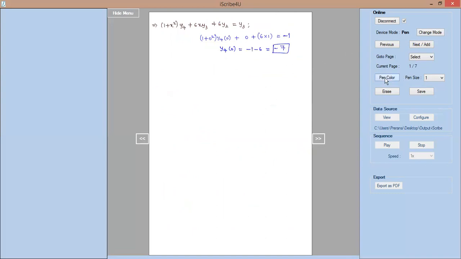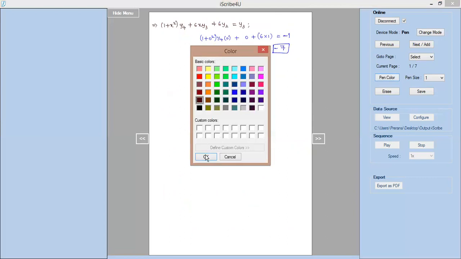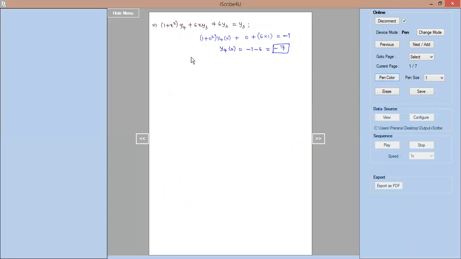Now, in order to find the last differentiation, that is y5 of x, this was the expression with respect to y4. So we have to differentiate this to obtain y5. Product rule for the first term: (1 plus x²) into y5, plus y4 into 2x, plus 6x into y4, plus 6y3 into 1, plus 6y3 is equal to y4.